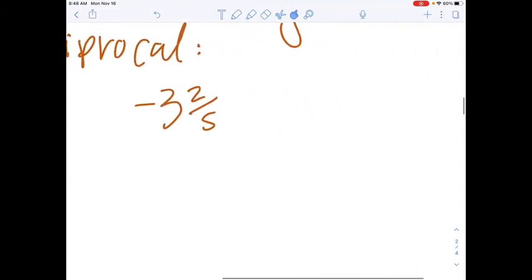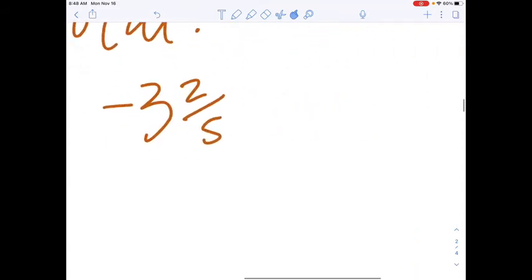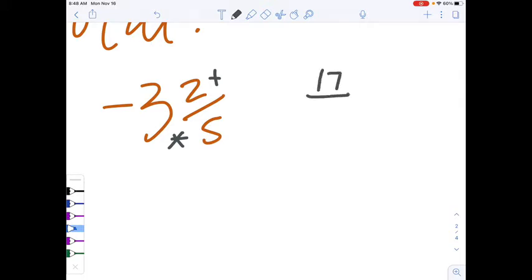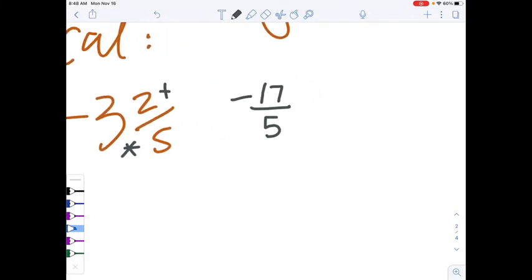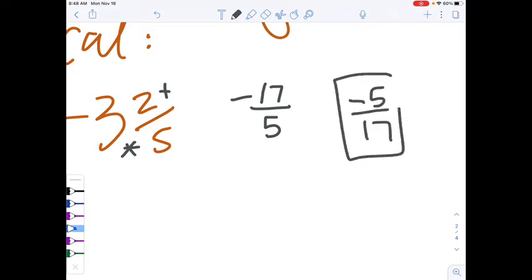The reciprocal of -3 2/5, well, first I have to change this to improper. I leave that negative off until the end and then use the strategy of MAD. Multiply, add, keep the denominator. 3 times 5 is 15, plus 2 is 17, keep the denominator, and then add on the negative. So -17/5. Well, the reciprocal of -17/5 is -5 over 17. We just flip it around.